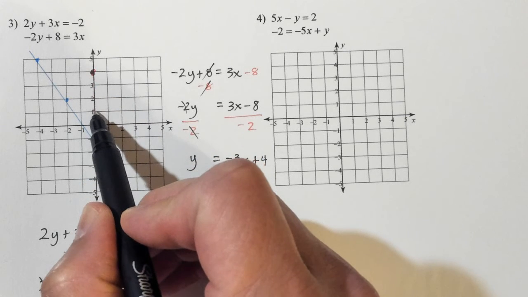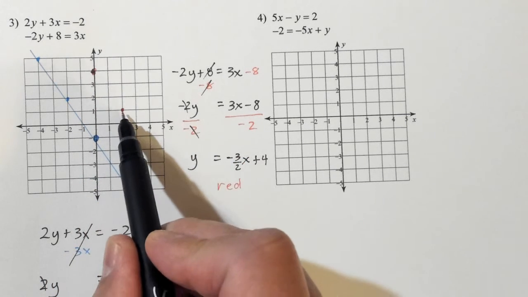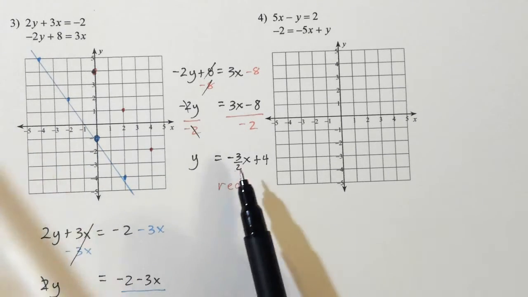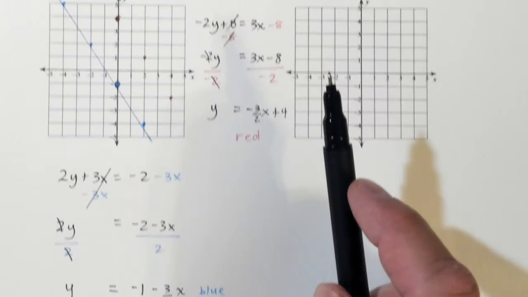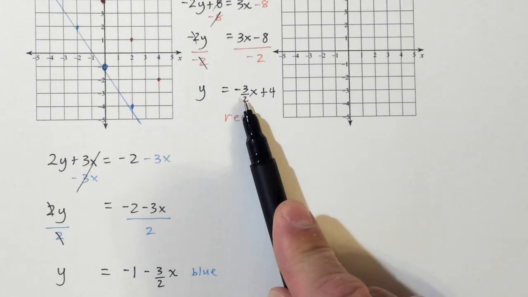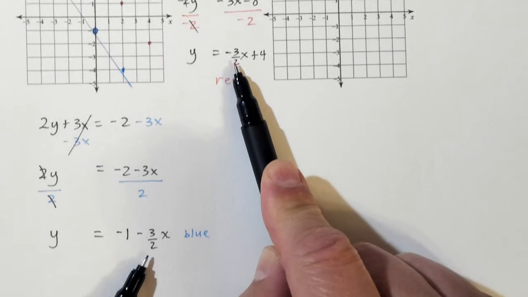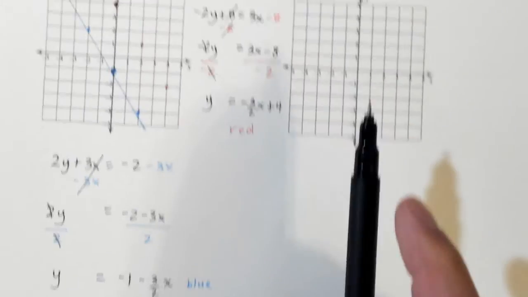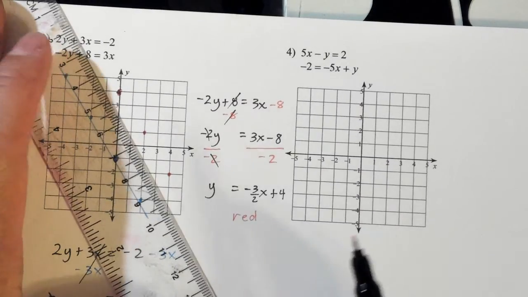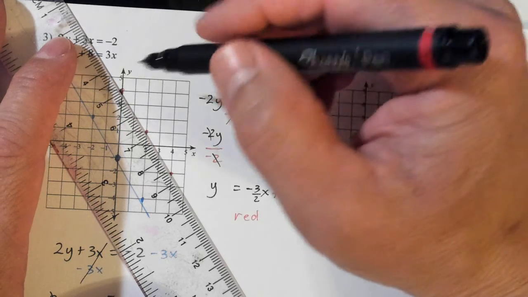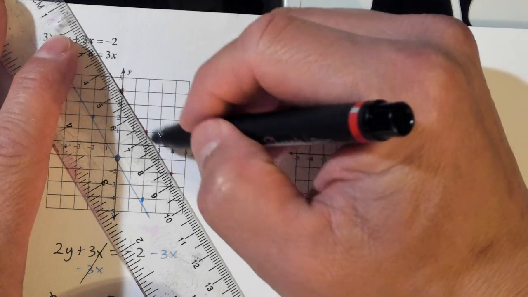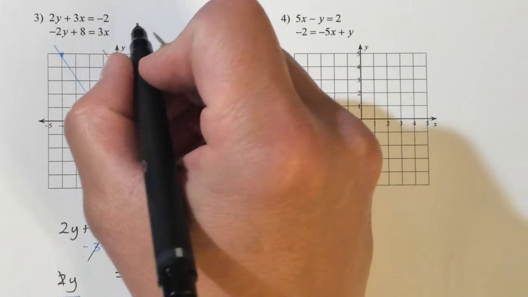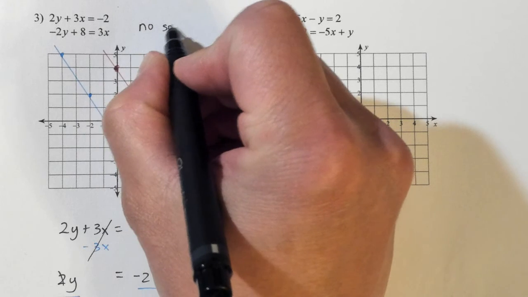1, 2, 3, 1, 2. 1, 2, 3, 1, 2. So, because they have the same slope but different y-intercepts, they are going to be parallel, which means that this system of equations has no solution. So make sure you write no solution.